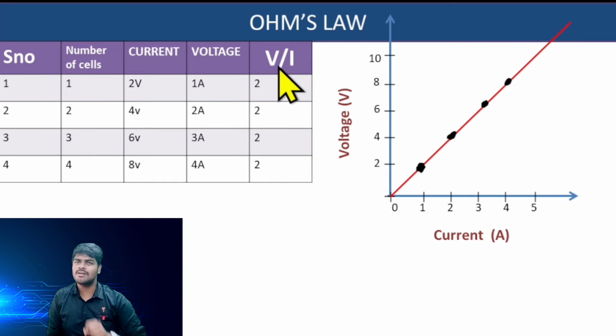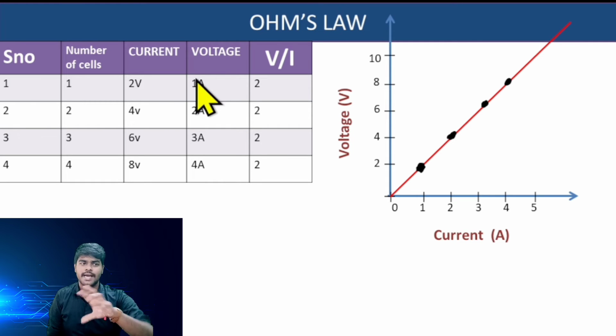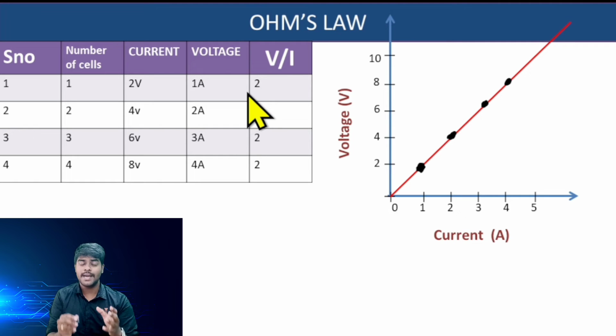But what is the meaning of V by I? Why am I getting the same constant values, even though there is an increase in current and voltage? There is a change in voltage and current, so why am I getting the same ratio? This is the main question we have. Just think, why are we getting the same V by I ratio?